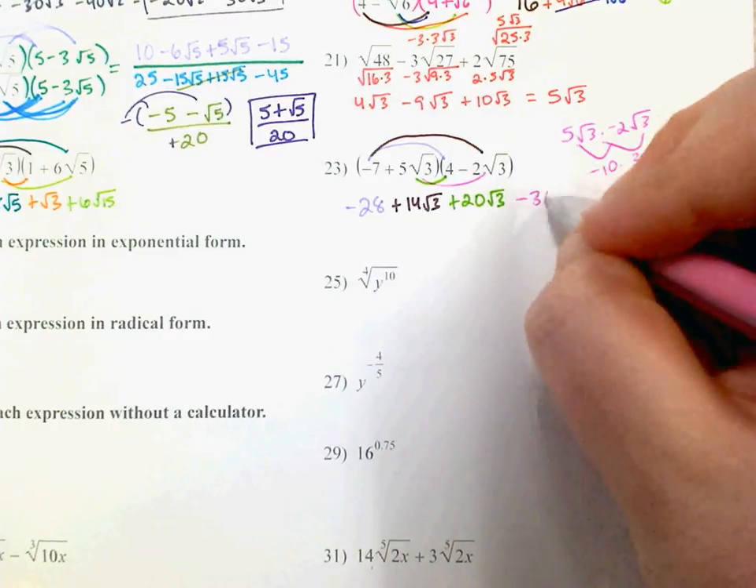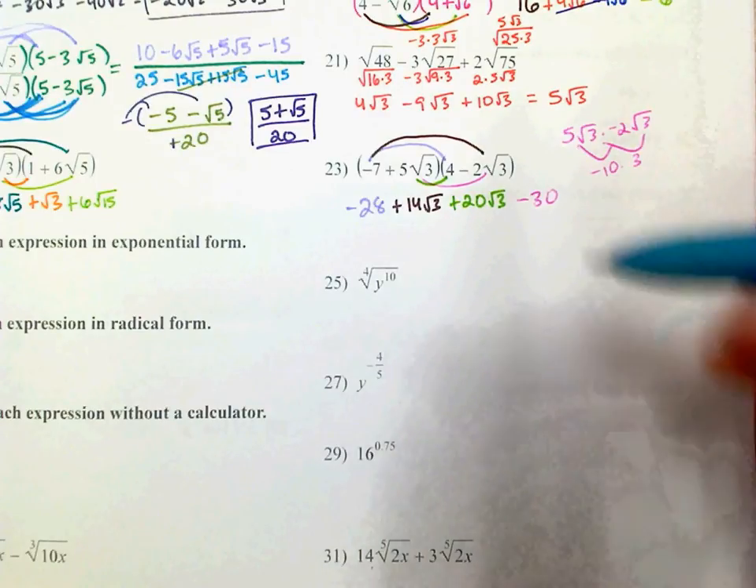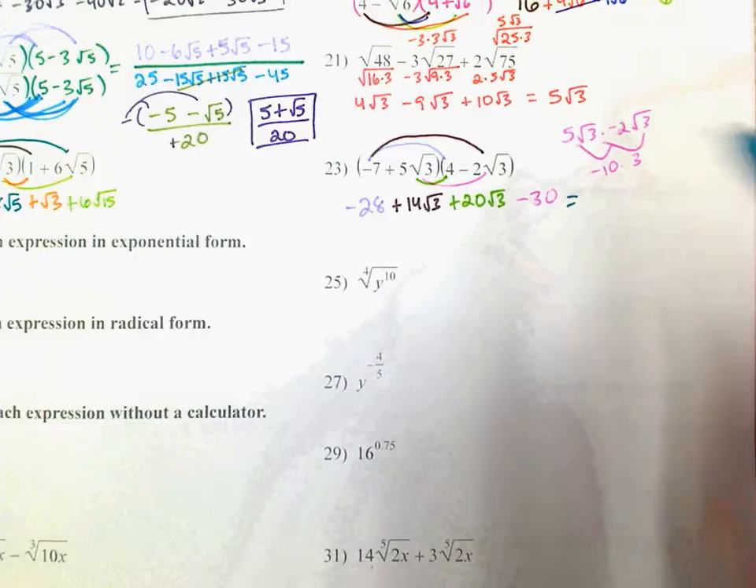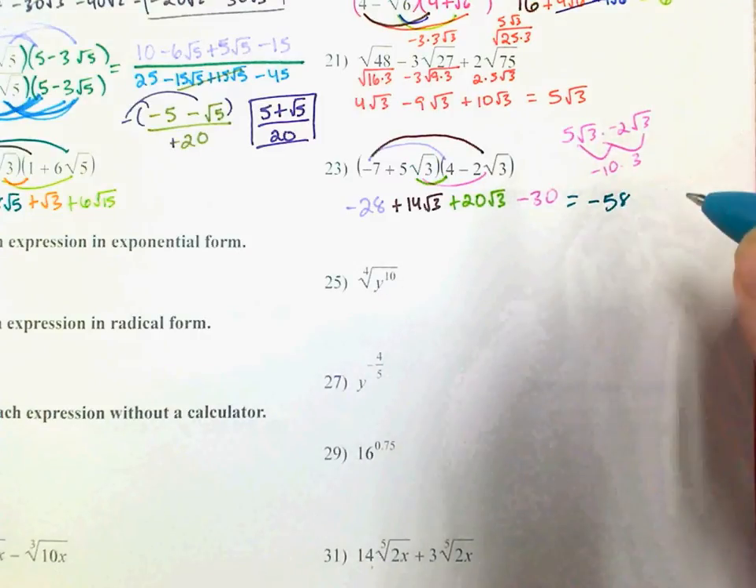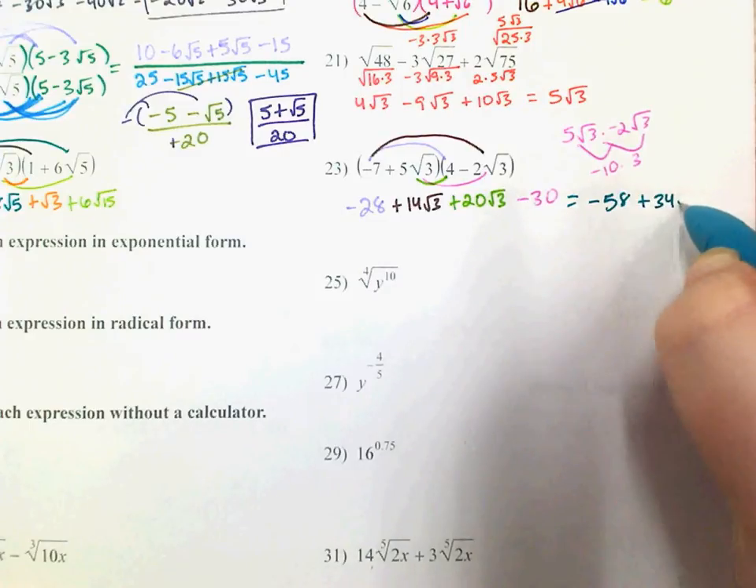So my final answer will be negative 28 and negative 30 is negative 58. And then 14 square roots of 3 plus 20 square roots of 3 is 34 square roots of 3. So there's that.